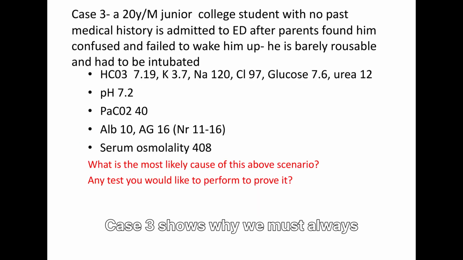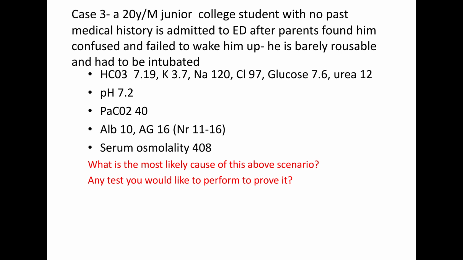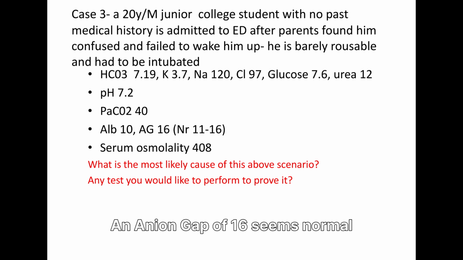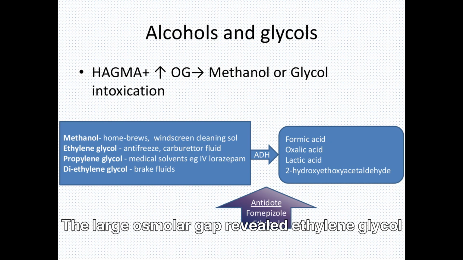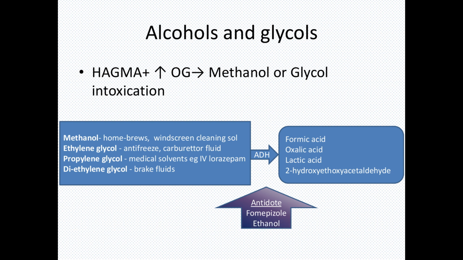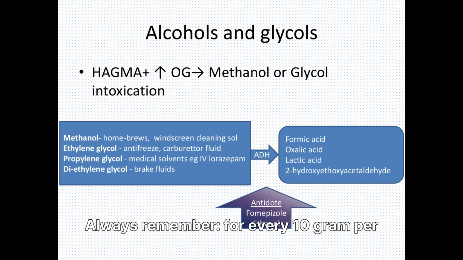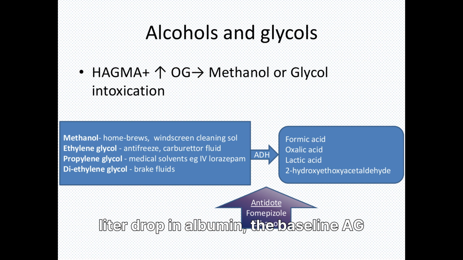Case 3 shows why we must always correct for albumin. An anion gap of 16 seems normal until you see the albumin is only 10 grams per liter. The large osmolar gap revealed ethylene glycol intoxication. Always remember, for every 10 gram per liter drop in albumin, the baseline anion gap drops by 2.5.